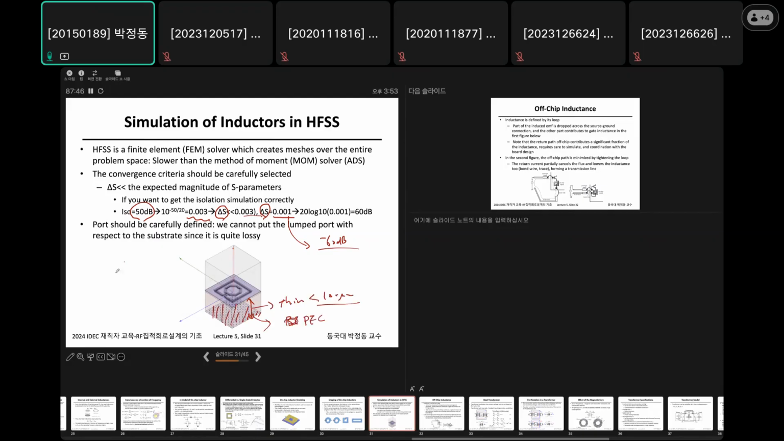Because our chip is always on top of the chuck, right? Which is just the metal layers. So we have to place the PEC at the bottom if the thickness is thin, okay? Especially this is very important whenever you design an on-chip antenna.